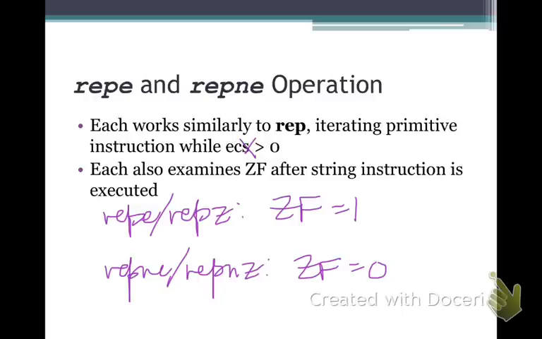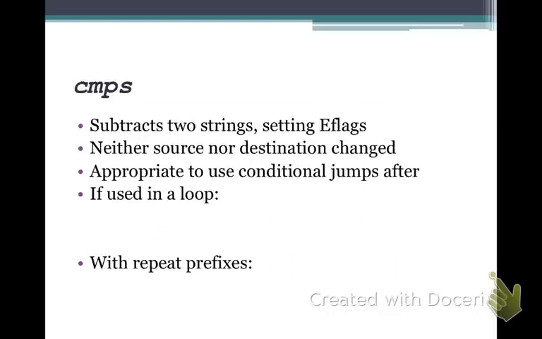All right, let's look at compare string. As we mentioned before, compare string subtracts two strings, setting the status bits and EFlags as appropriate depending on the result of the comparison. Neither source nor destination is changed. It's appropriate to use a conditional jump afterwards. If it's used in a loop, it's appropriate to follow it with a conditional jump.